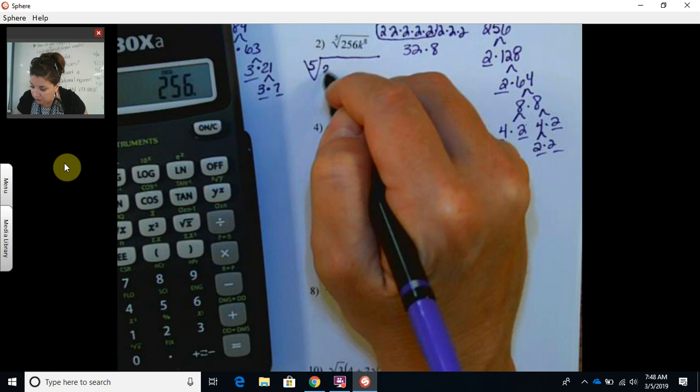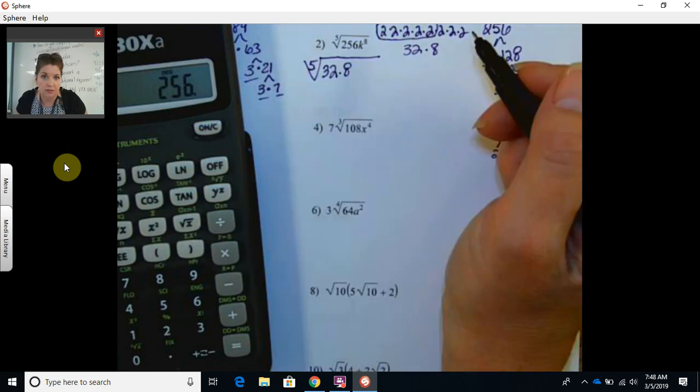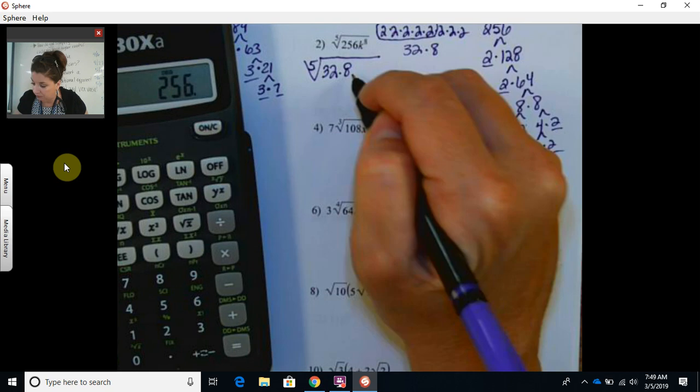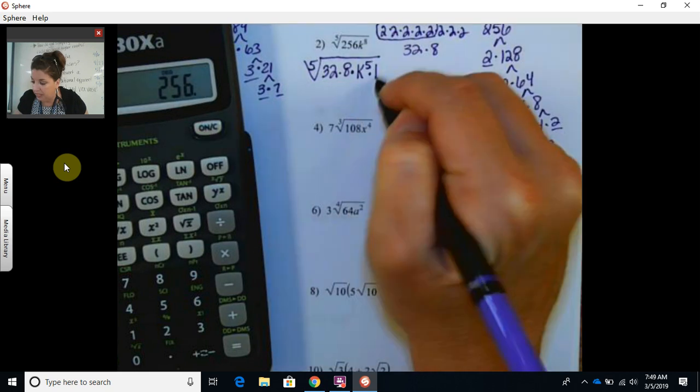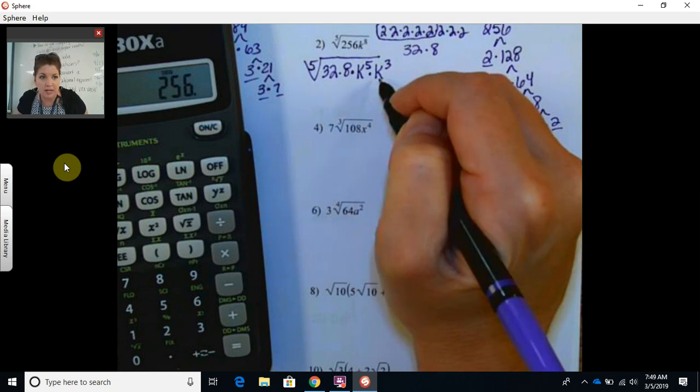Is k to the 8th a perfect 5th? No, but does it have a perfect 5th factor? Yes, how could I rewrite that? Exactly, k to the 5th times k cubed. That's still k to the 8th, right? I just rewrote it so that it had a perfect 5th factor, just like I did with 256.